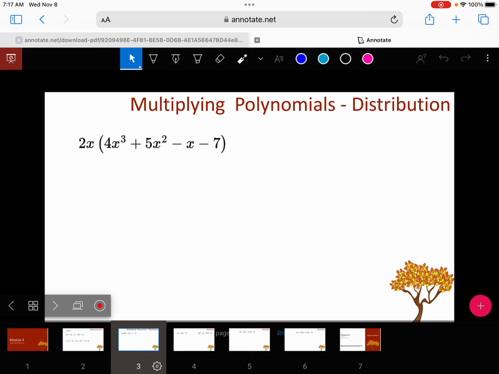All right, so this one's our first one. We've got 2x times the quantity 4x cubed plus 5x squared minus x minus 7.